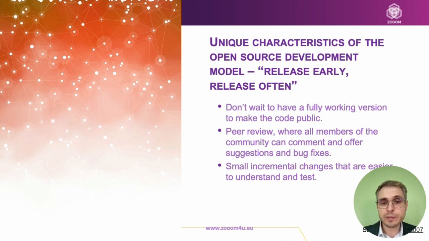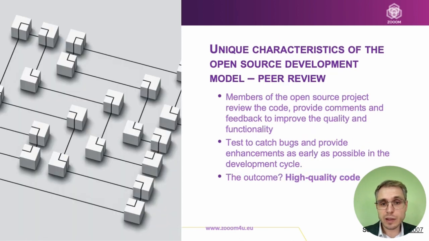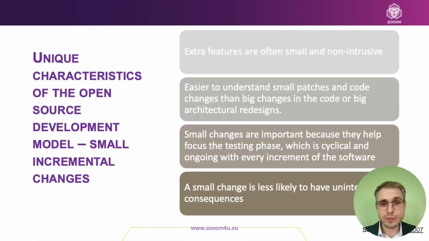Furthermore, small incremental changes that are easier to understand and test are some of the virtues of this collaborative development model. Members of the open source project also review the code, provide comments and feedback to improve the quality and functionality. They run tests to catch bugs and provide enhancements as early as possible in the development lifecycle. So what's the outcome of all this? Well, the outcome is really high quality code.